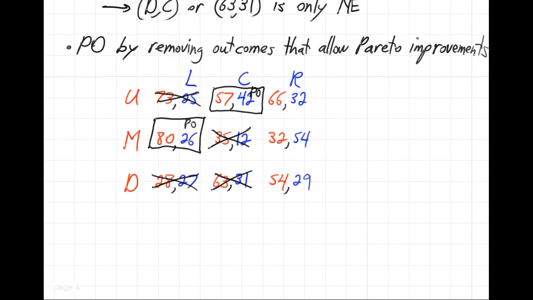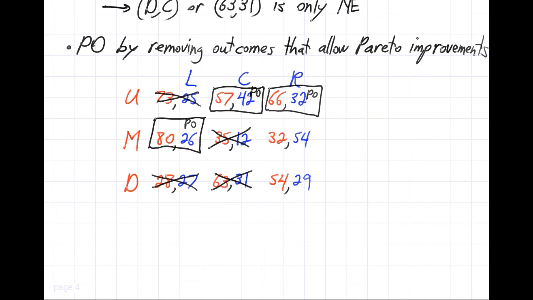Now looking at that box, 66, 32. Where are other boxes that are better than 66? 73 is, but 25 is worse. 80 is better, 26 is worse. Moving on, there are no other boxes that are better for red and better for blue, so this also is a Pareto optimum. Looking at the next one down, 32.